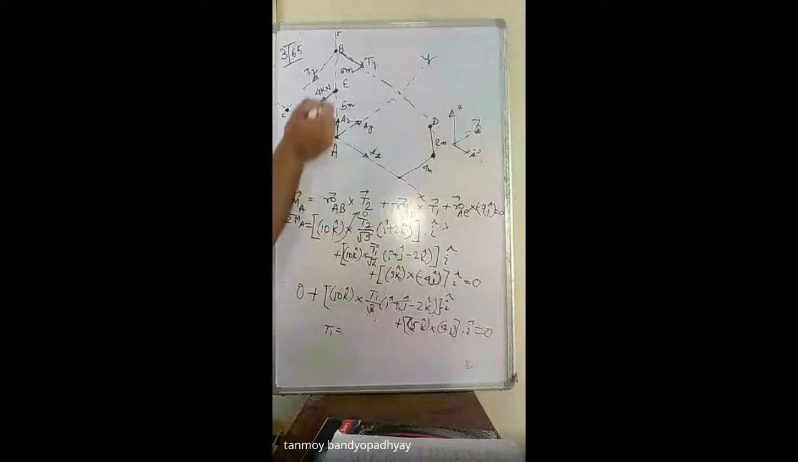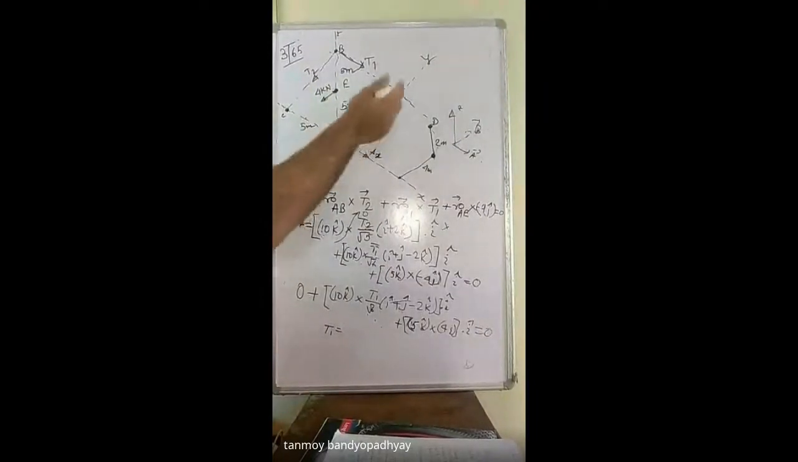So here T2 is in the xz plane and the position vector is also in the xz plane. So when you do a cross product, the moment will be directed in the j direction. So it won't have any component in the i direction. That is why if you do a dot product with i cap, the x components are gone.